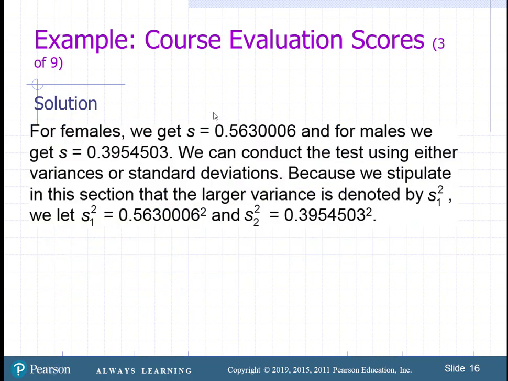So here we go. For the female professors, we get the standard deviation of about 0.56. For the males, we get 0.39. So that means that the female professors will be sample 1 and the male professors will be sample 2. Okay?